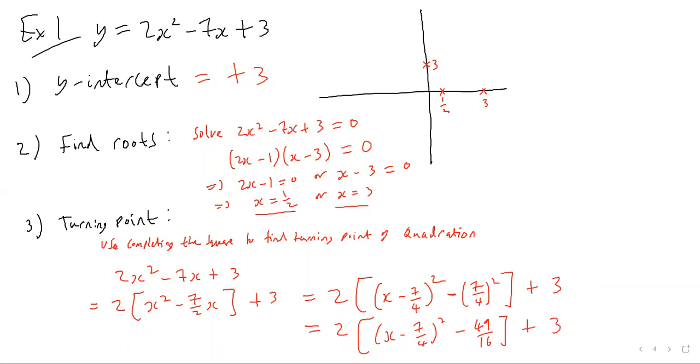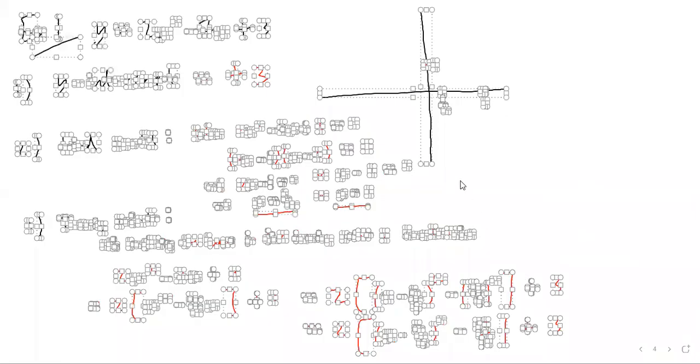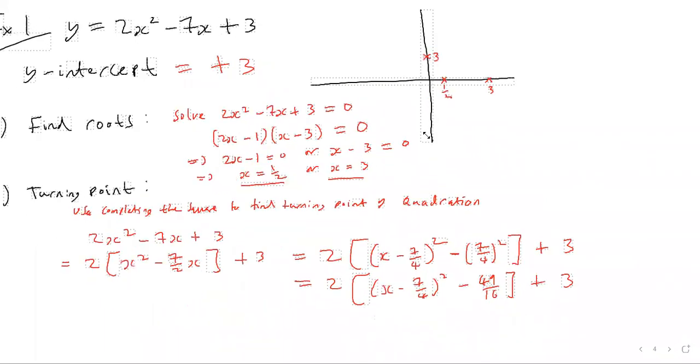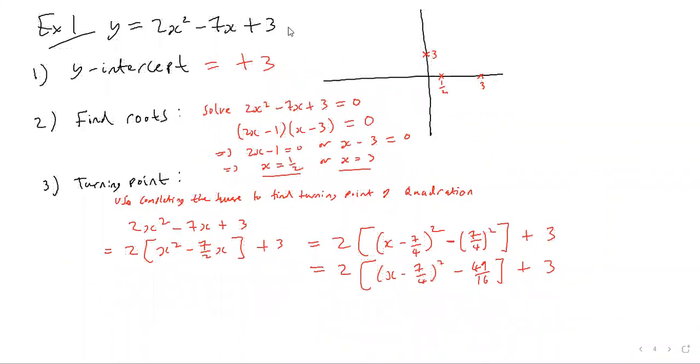Okay, so we're nearly there. It's just going to be a case of expanding the square bracket that I've written there. If we do that, we get 2 times x minus 7 over 4 all squared, and then we're going to subtract 2 times 49 over 16. So that's going to be 49 over the number 8, because 16 divided by 2 is 8. And then obviously this plus 3 over here.